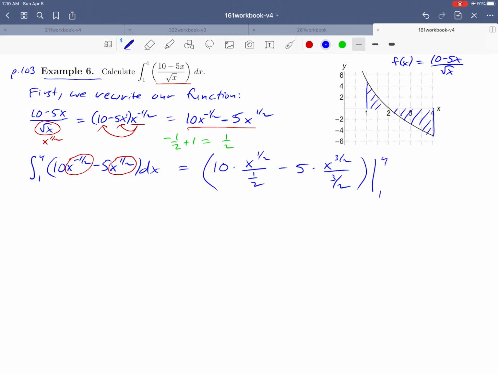Okay, but these two fractions that we have, x to the 1/2 over 1/2, that looks a little bit ugly the way that we have it now. So we're going to make an observation that if you divide by a fraction like 1/2, that's the same as multiplying by the reciprocal. So we could rewrite this as 10 times 2 over 1, which is 2, times x to the 1/2. That looks nicer than dividing by 1/2. And we can do a similar thing over here to the right. Dividing by 3/2 is the same as multiplying by the reciprocal of 2/3.